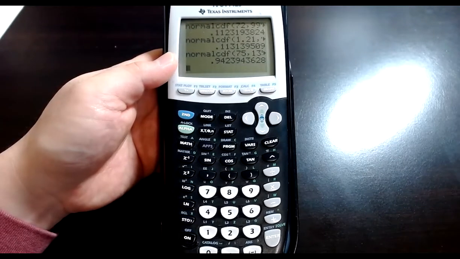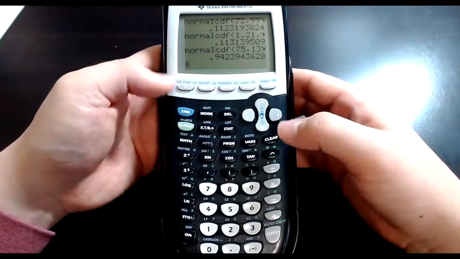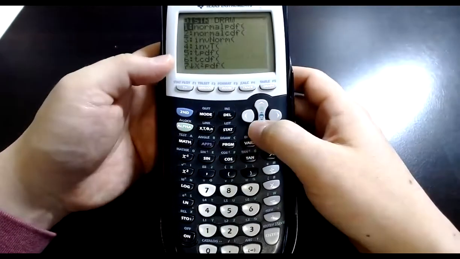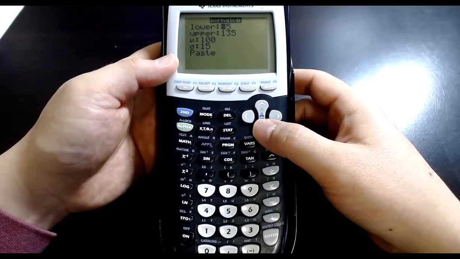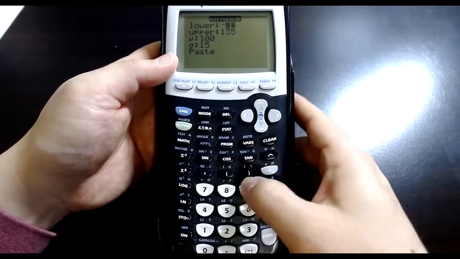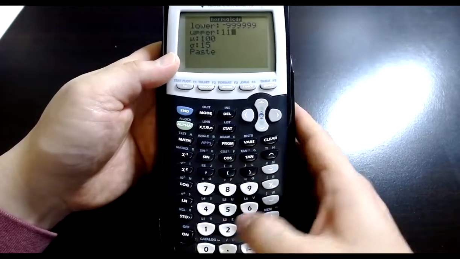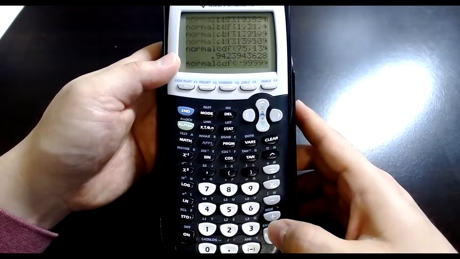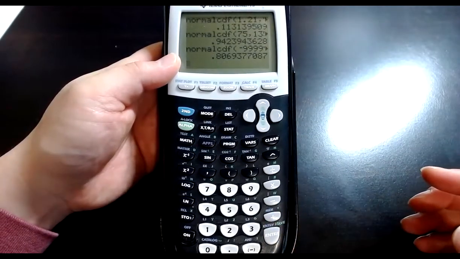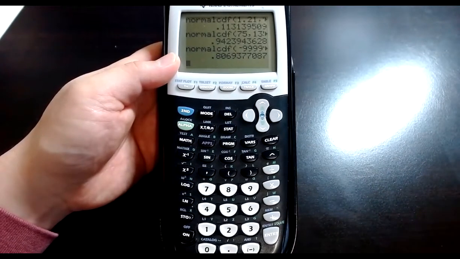The next question is this: find the probability that a randomly selected adult has an IQ less than 113. Then we go to the CDF. The lower must be what? Negative 9999. The upper must be 113. So we go for this, and you're going to get 0.8069, so approximately 80.7%.